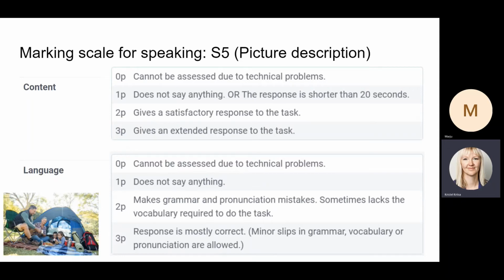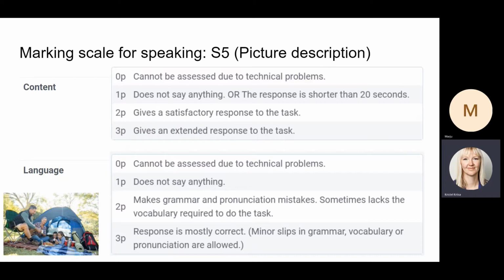Okay, set number 5. The picture description task. So here the marking scale again has 2 aspects. The first one is the content and the second one is the language. So content means what they say, and language basically is how they say it using their English language skills. And here, they had 45 seconds to describe the picture.